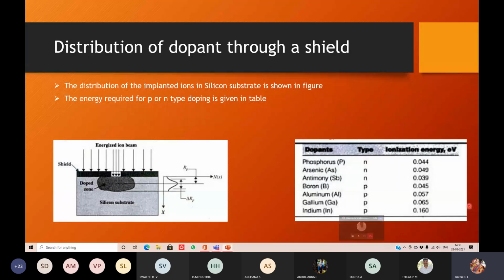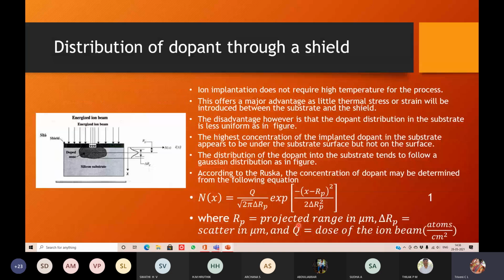And here we can see the ionization energy, how much it will be, in electron volts. You can see the values for each of the dopants. Later we discussed what we discussed here. That's what I told, right? Ion implantation does not require any high temperature for the process.